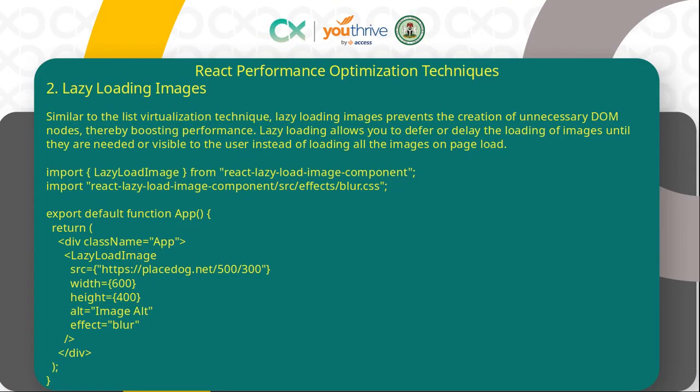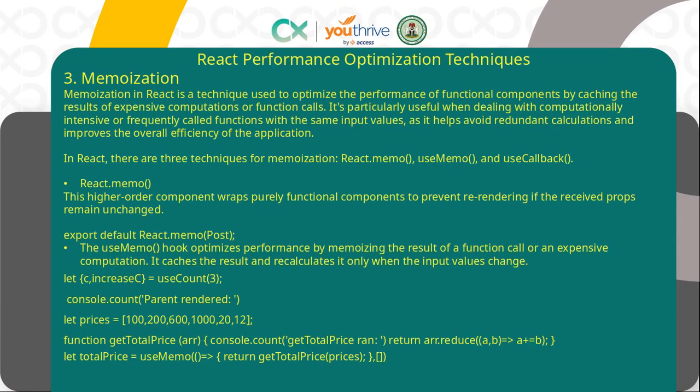So the next one I want to go to is memoization. Now memoization in React is a technique used to optimize the performance of functional components by caching the result of expensive computation or function calls. It's particularly useful when dealing with computationally intensive or frequently called functions with the same input values, as it helps avoid redundant calculation and improve the overall efficiency of the application.